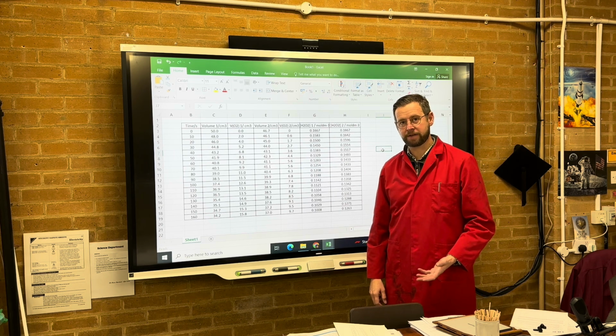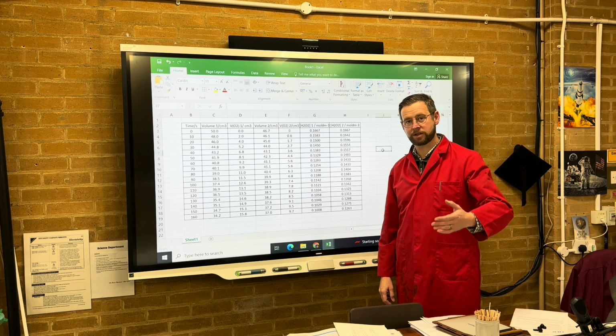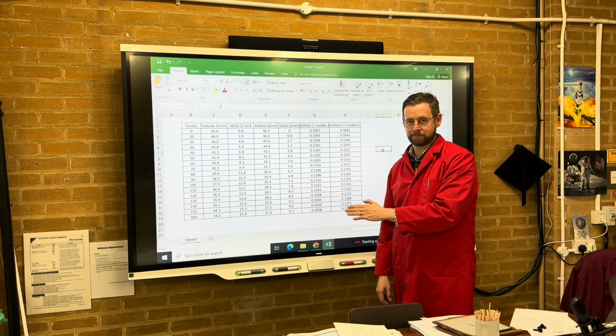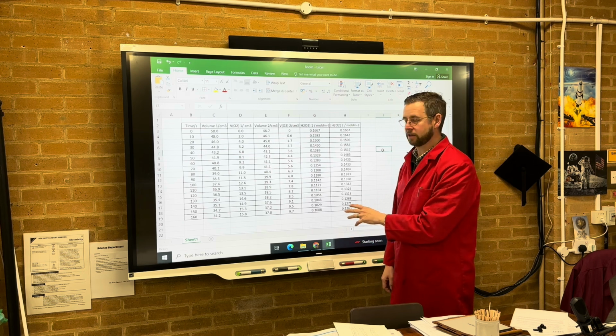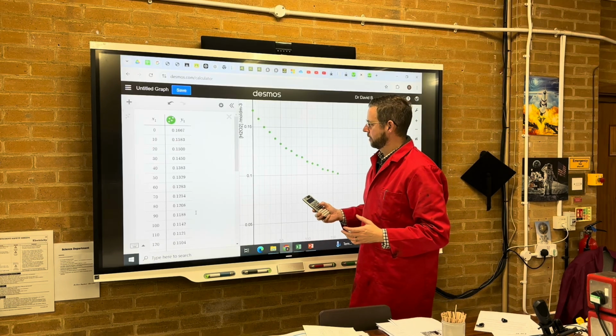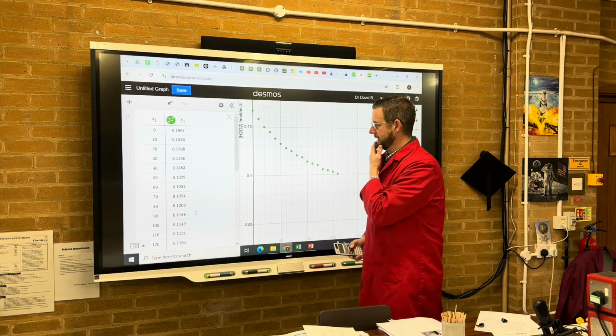Now, Desmos is a really good online program for doing that, because it will give us the formula for the best fit exponential curve. So we'll take this over to Desmos, and then we'll try to calculate the half-life. So this is the data from that first trial.